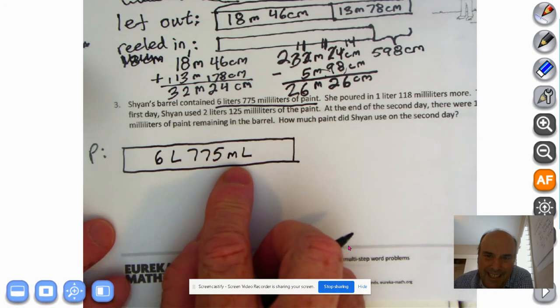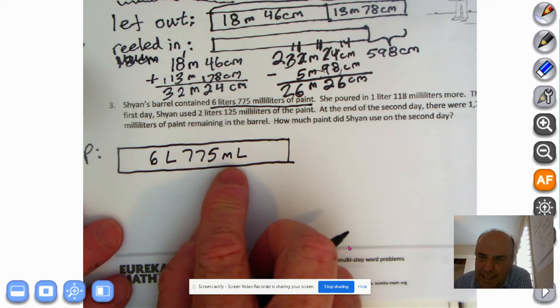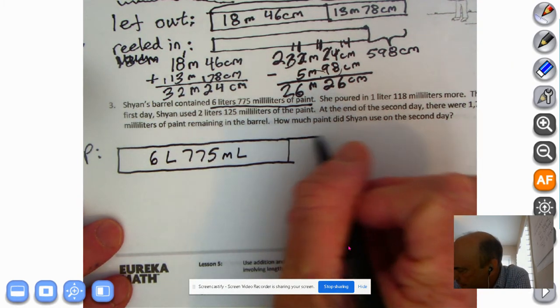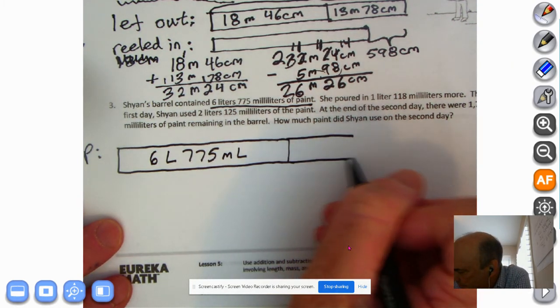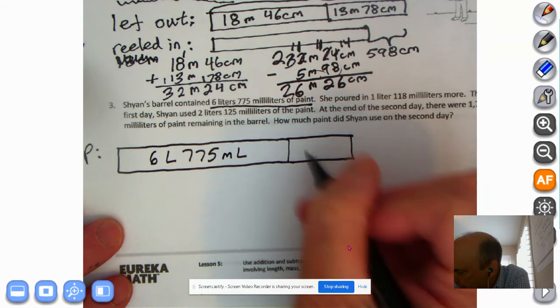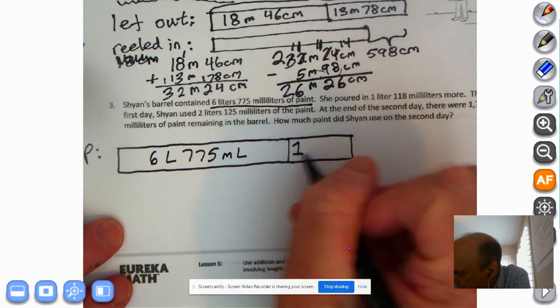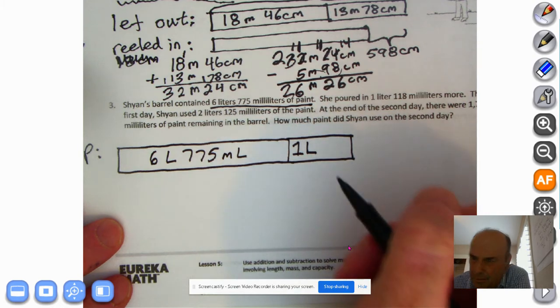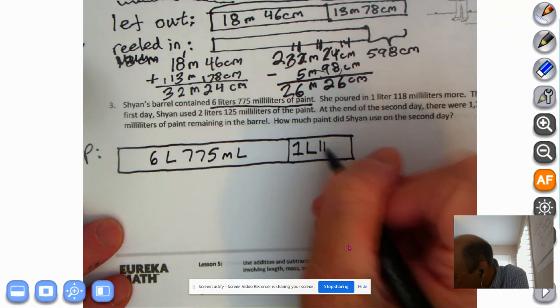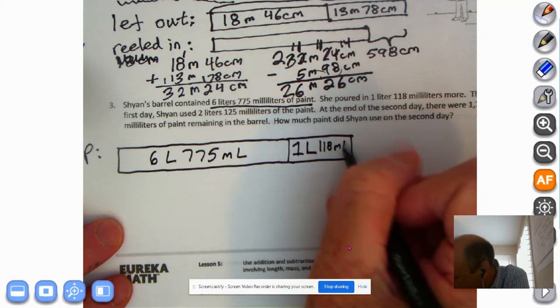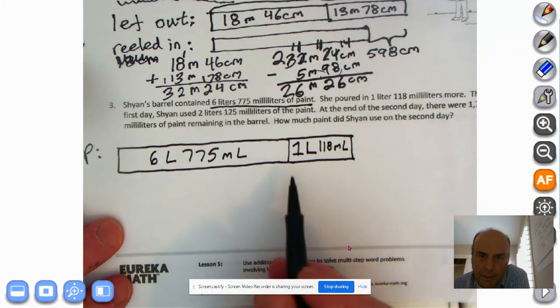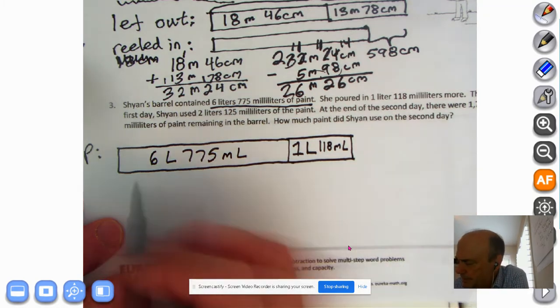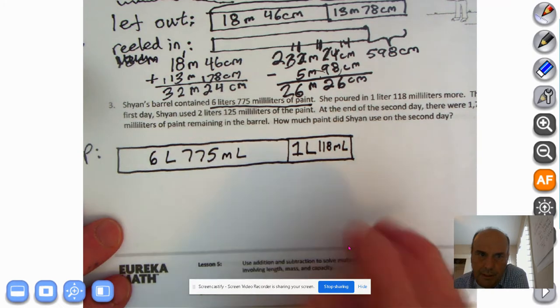She poured in an additional 1 liter and 118 milliliters. Let's extend our tape diagram to 1 liter, 118 milliliters. So 1 liter, 118 milliliters, and 6 liters, 775 milliliters.